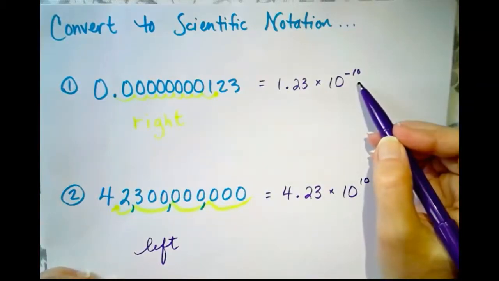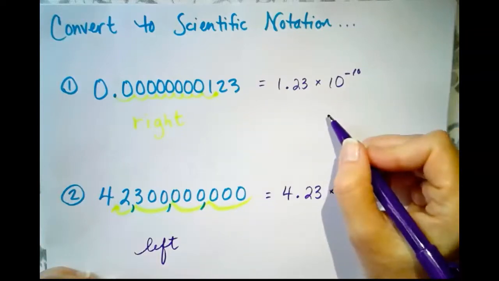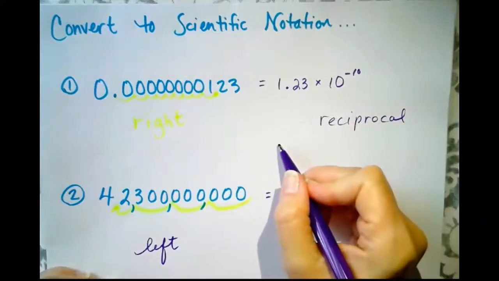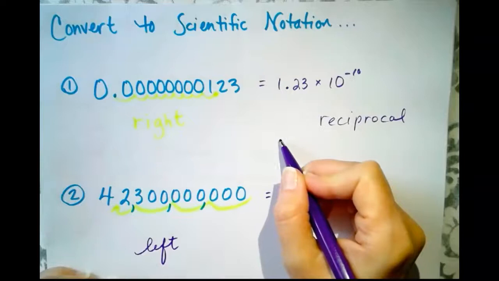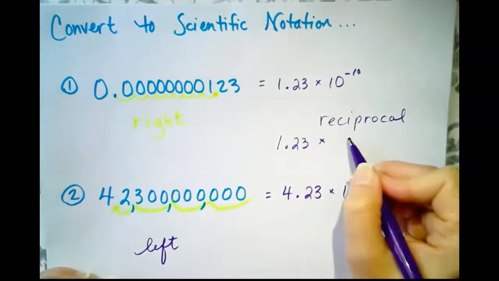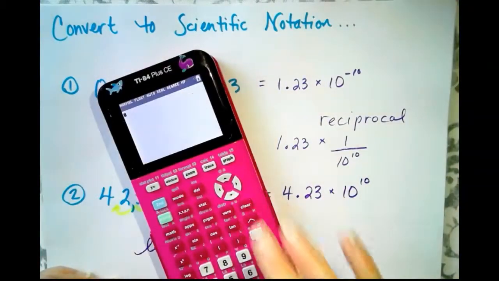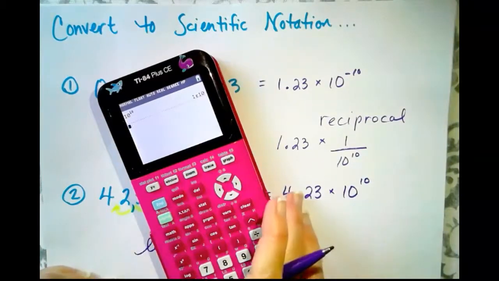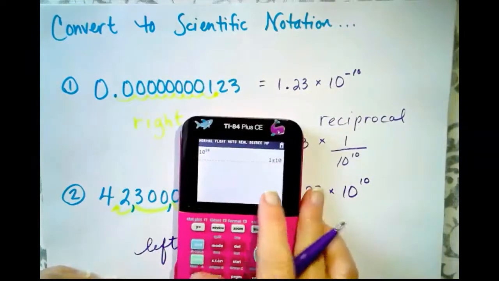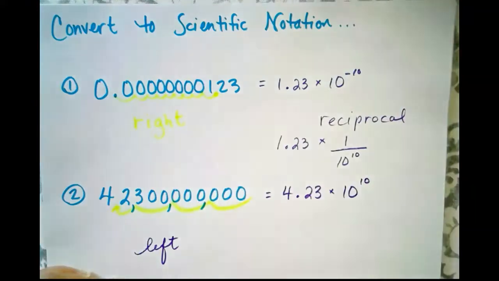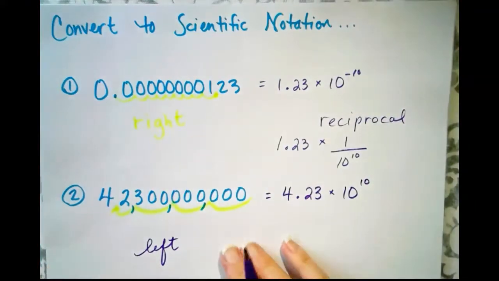So negative powers of 10, remember a negative exponent represents a reciprocal. So when we're multiplying 1.23 times 10 to the negative 10th, it really means the same thing as 1.23 times 1 over 10 to the 10th. And 10 to the 10th is a pretty large number. There it is. Even the calculator gives it in scientific notation. So here's your calculator. It's going to say 1e10. That's just the shorthand way of saying 1 times 10 to the 10th power. So this is a conversion to scientific notation.